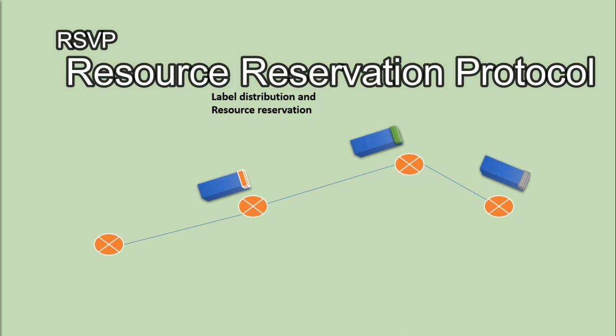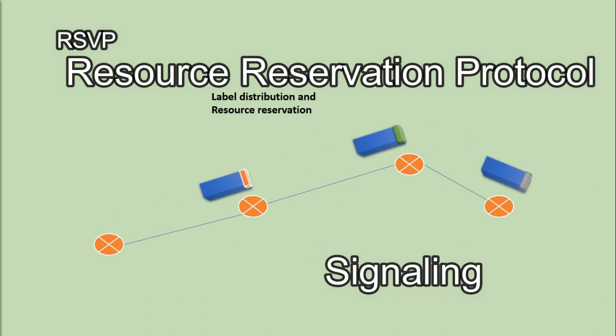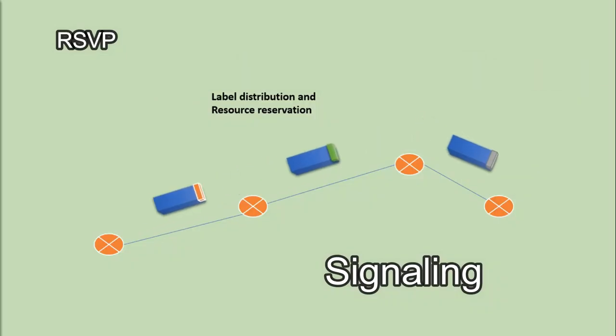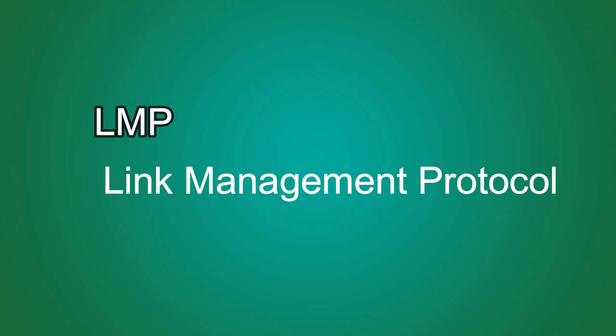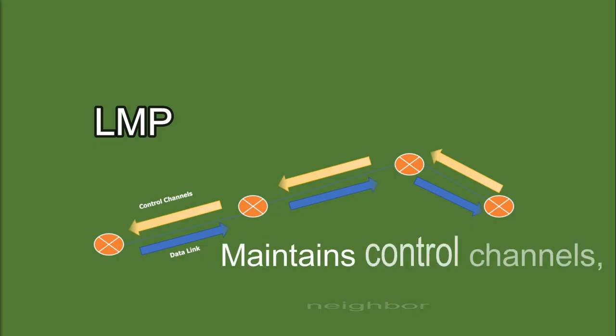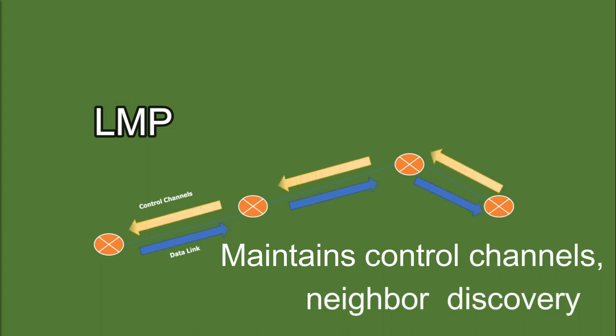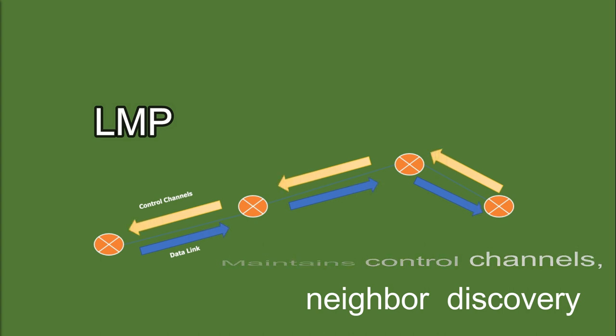Next is RSVP, that is Resource Reservation Protocol. It's used for signaling purposes, for label distribution and resource reservation. The last we have is LMP, that is Link Management Protocol, which is used to maintain neighbor discovery and to control the neighbor channels.